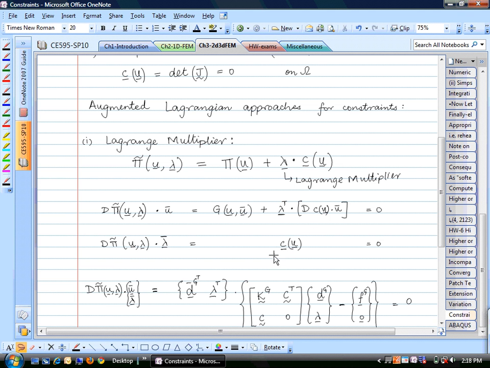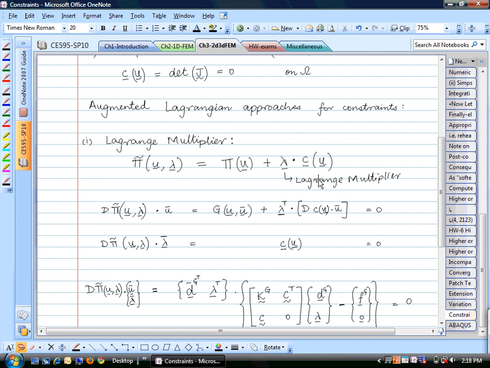If you take the derivative of this with respect to lambda, lambda only occurs here. This is the Lagrange multiplier, which occurs only here. So this term will go to 0. What you will be left with is Cu is equal to 0. So this is the constraint that you get back by using this augmented Lagrangian approach.